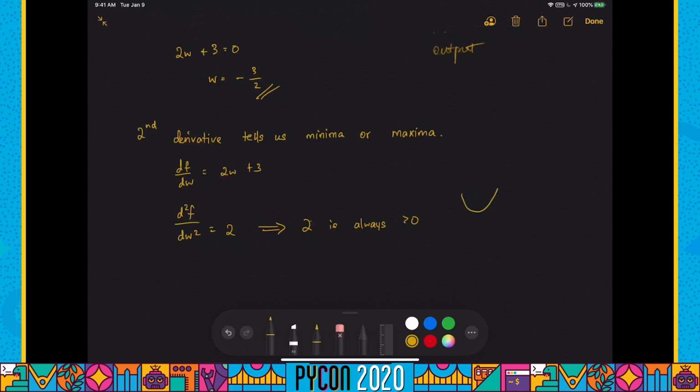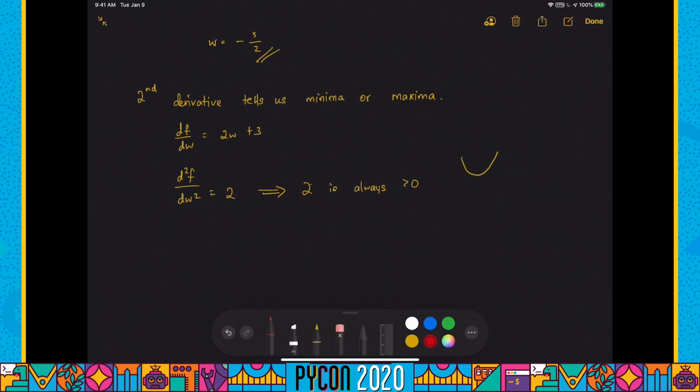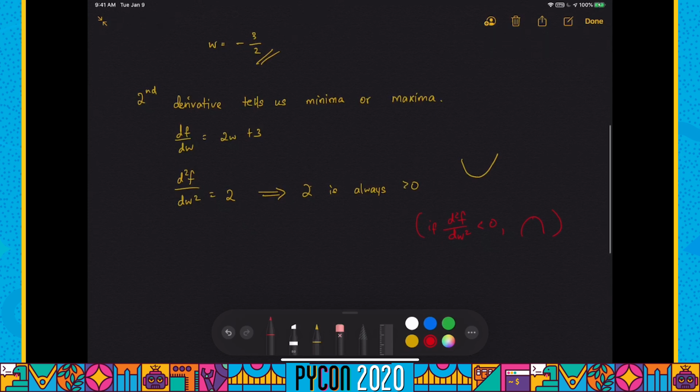We have the form of a smiley face. Counterfactually, if it was negative, then we know that the function is a frowning face. And so therefore, we can tell that the point in this particular case would be a maxima. But we've got a minima point because our function is a smiley face, and therefore we've definitely found analytically what the minima is.